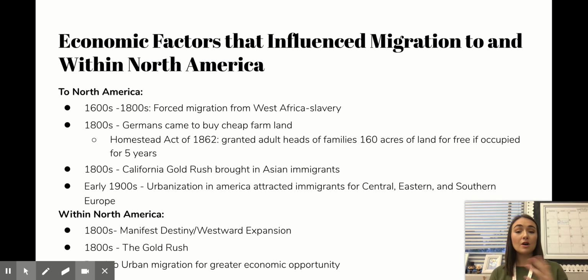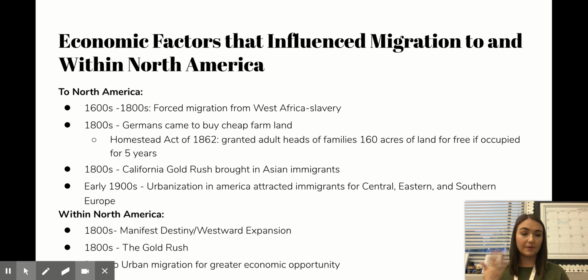And then mostly people migrated to North America for economic reasons. We always hear the American dream. That's why people come over here. And when studying migration, you will see that that's a big factor, wanting to make money. So those are the reasons how people migrate to North America from other countries.